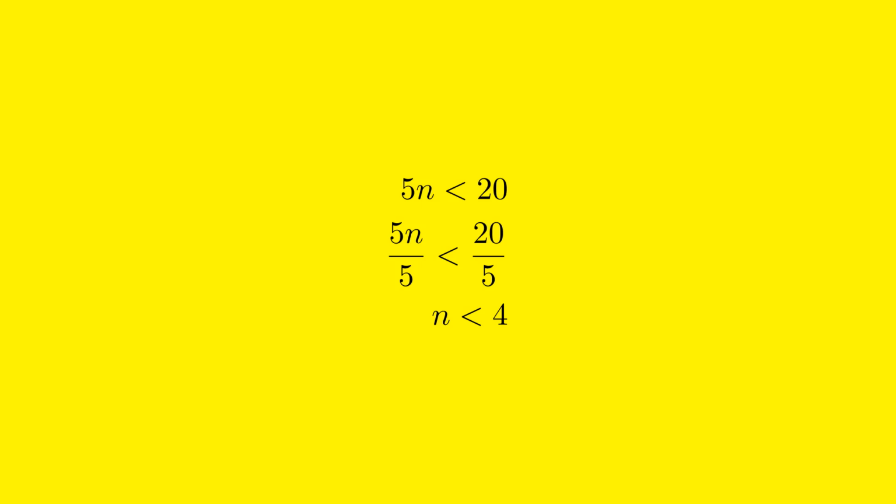So after dividing both sides by 5, our inequality has changed from 5n is less than 20 to n is less than 4. In inequality notation, we write this as n is less than 4. In interval notation, this translates to the set of all n values from -infinity to 4, not including 4. In mathematical terms, we describe this as the set of all numbers less than 4. This concludes step 2, which is also our final step. The inequality n is less than 4 is our solution.